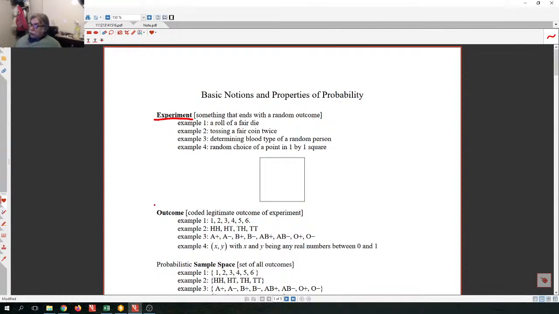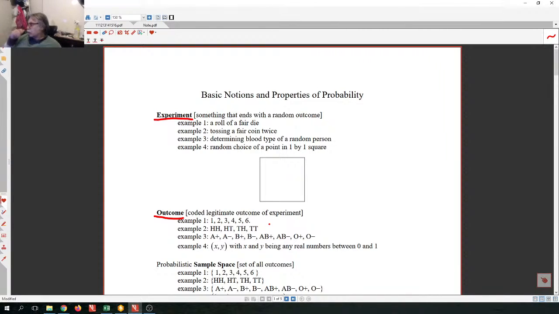Okay, so the outcome, that's the second notion. The outcome is something coded. For example, if I roll a fair die, that die could drop off the table, go on the floor, roll under the desk. I don't know what else can happen, but I'm not interested in all of those details. I'm only interested in what is going to be on the top of that die, and it will have either one indentation or two or three or four or five or six, right?